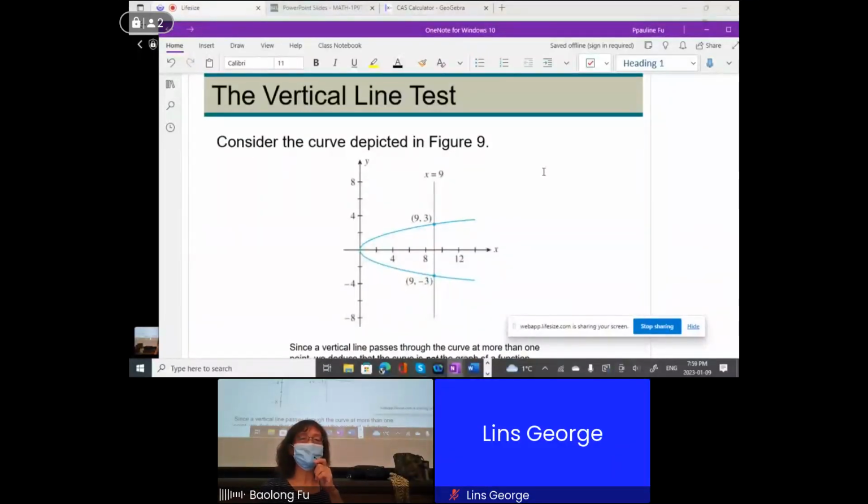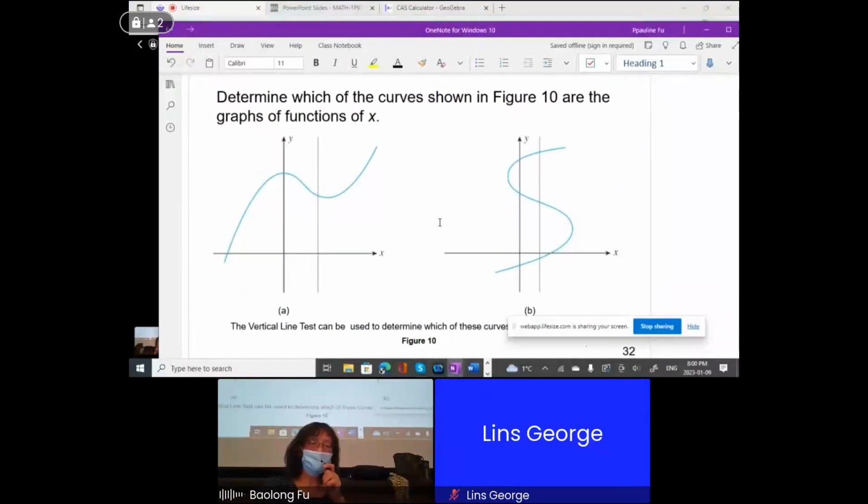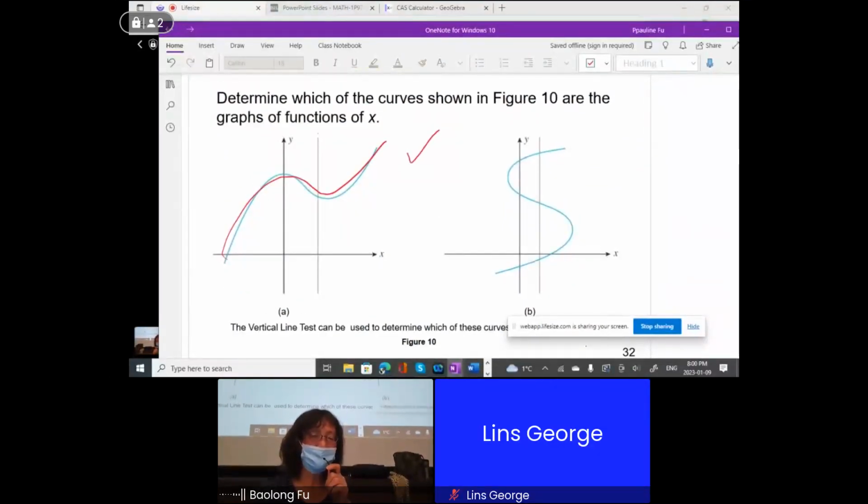Okay, vertical line test. Remember the definition of function: 1 point from A will produce just 1 point from B. But in this diagram, when we have x equal to 9, that is 1 point, it produced 2 points. One is 3, the other is -3. So this is not a function. Does this graph represent a function? The answer is yes, because 1 point of x can only produce 1 y. You pick any point, if you have 1 x, the result is 1 y. And this one is a function.